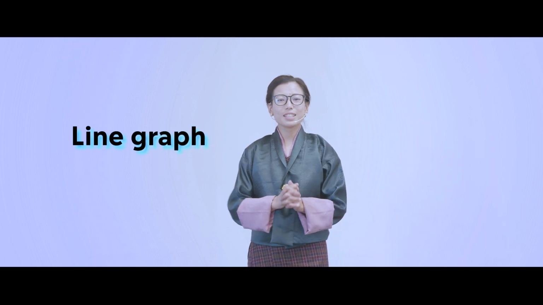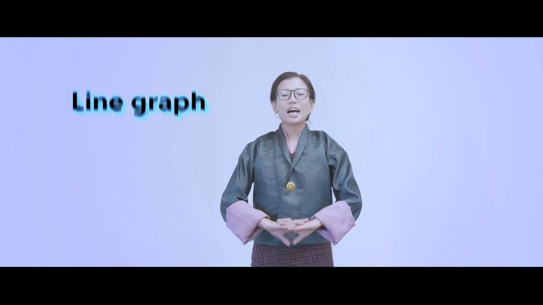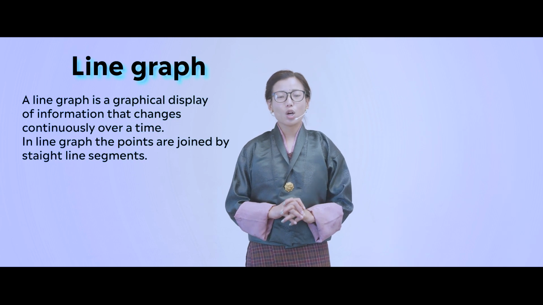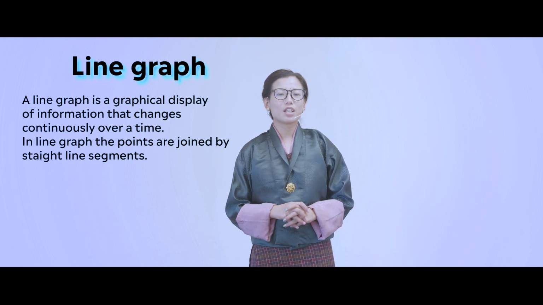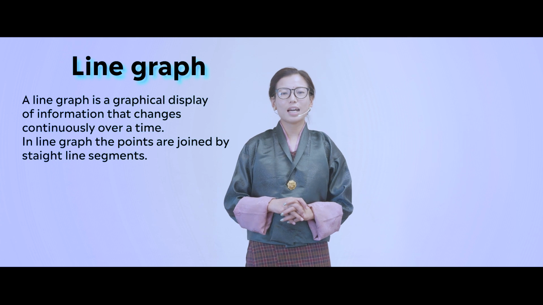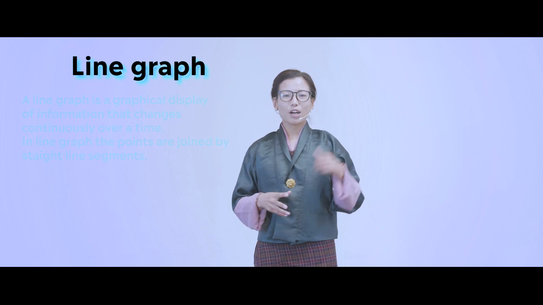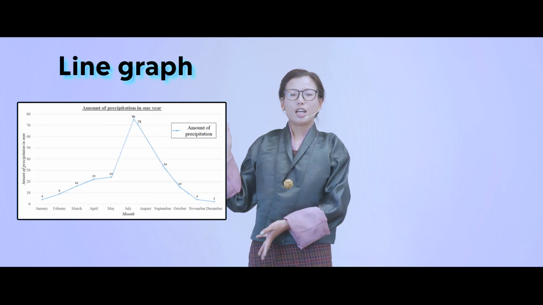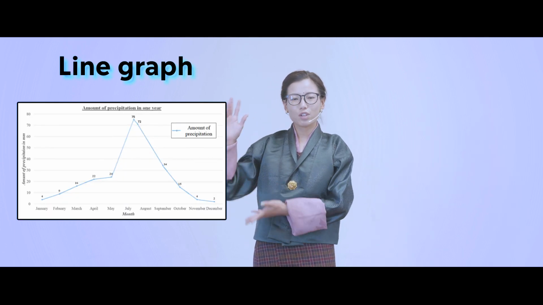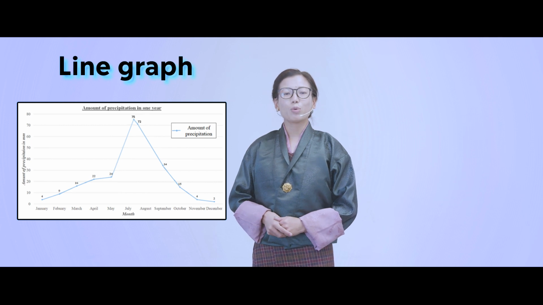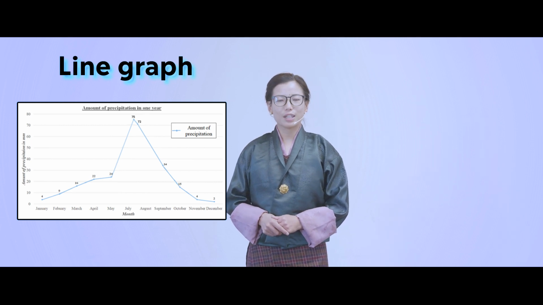Now it's time to learn about line graphs. What is a line graph? A line graph is a graph in which the points are connected by straight line segments. Unlike bar graphs and double bar graphs, you don't have bars in a line graph. What you have here are line segments which connect the points together.